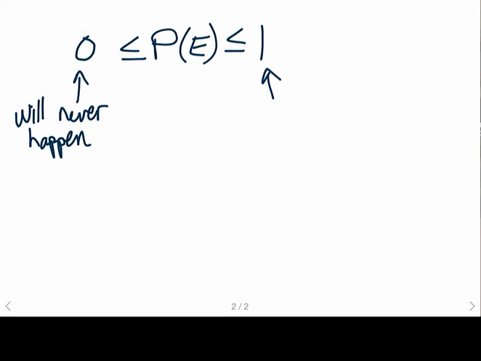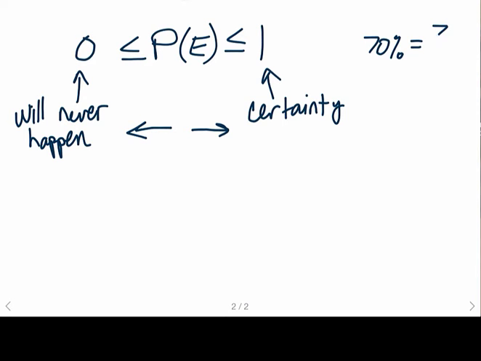And an event with a probability of 1 is a certainty. And of course, the closer you are to 0, the less likely an event is to happen. The closer you are to 1, the more likely an event is to happen. That makes perfect sense.